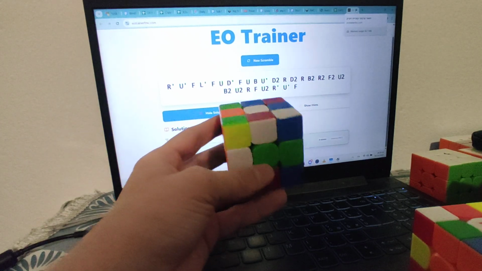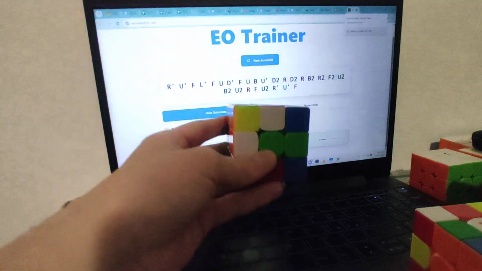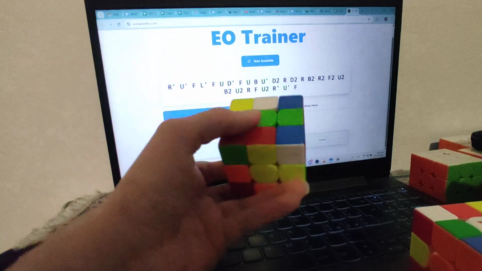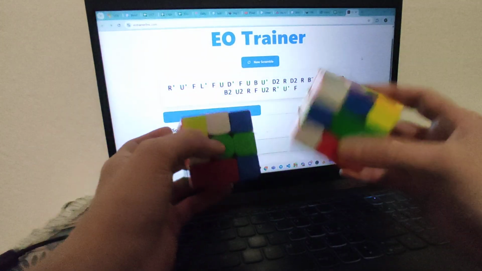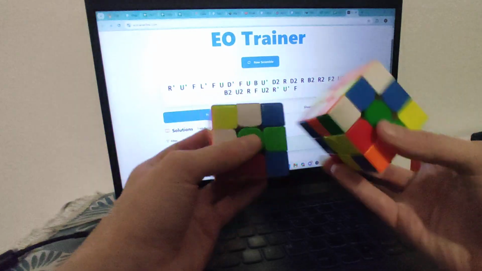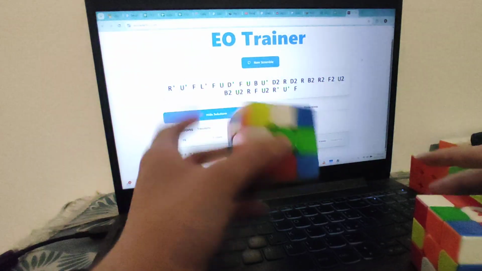Okay, this is going to be a very quick video on how I find 2 plus 2s on FMC for EO. So this is an example scramble. This is the normal and this is the inverse. I'm just going to do FB. And this is a 6 bad.